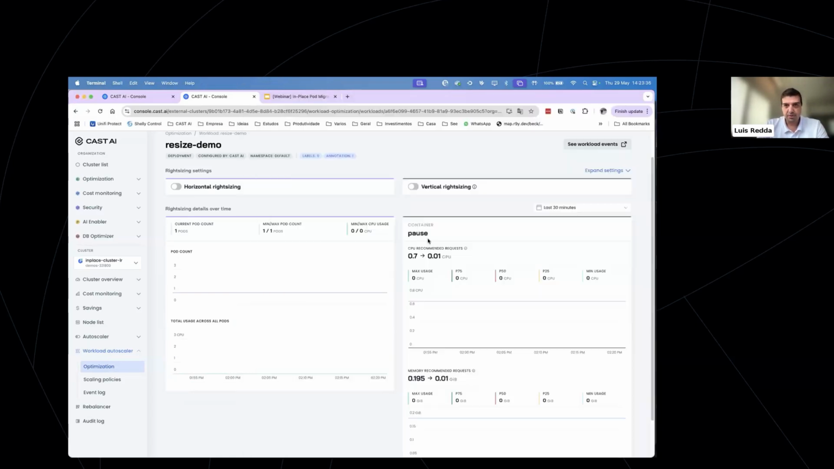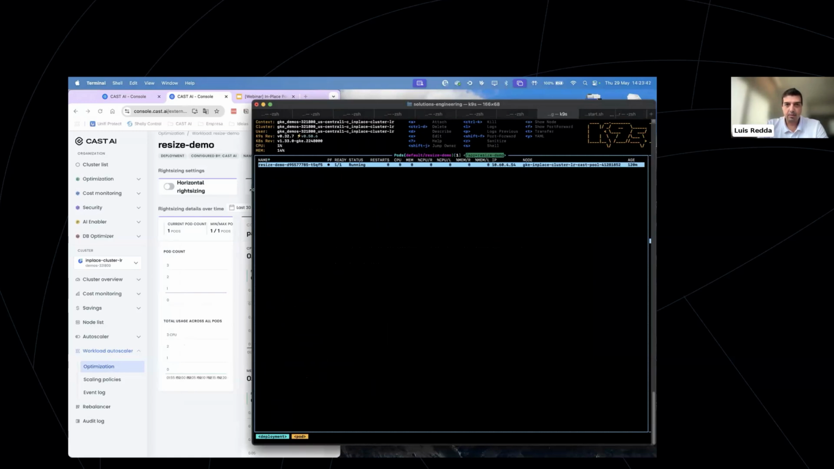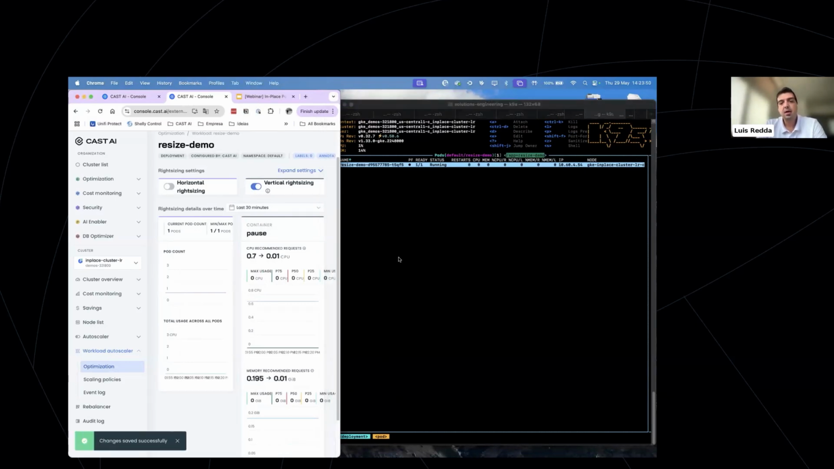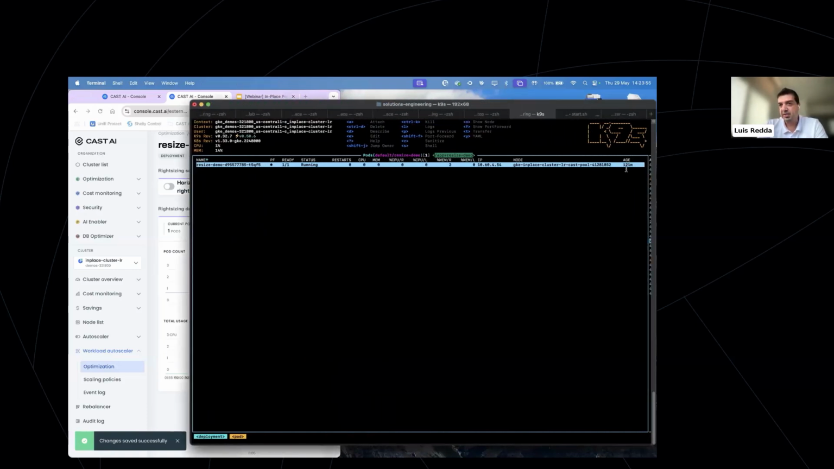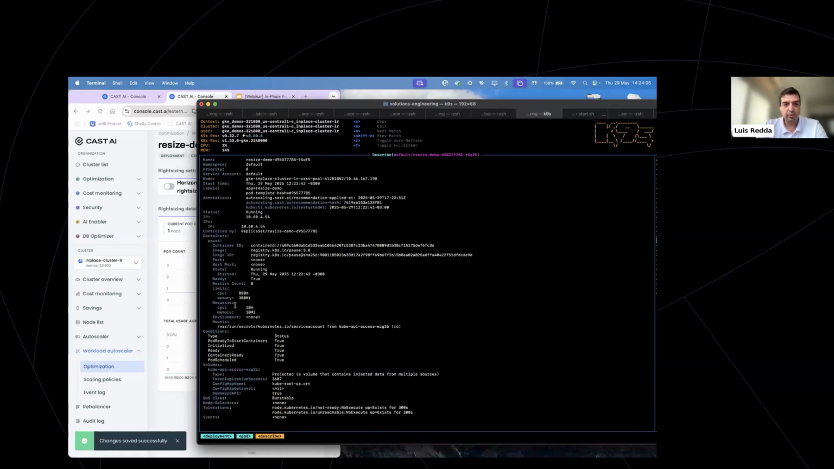And now I'm going to just turn on the optimization here. Save changes. And we can see that the container was not restarted, still with 2 hours uptime here. And if we describe again this container, we can see that the request for CPU and memory dropped to 10 millicores and 10 megabytes. That's exactly what CastAI was recommending.